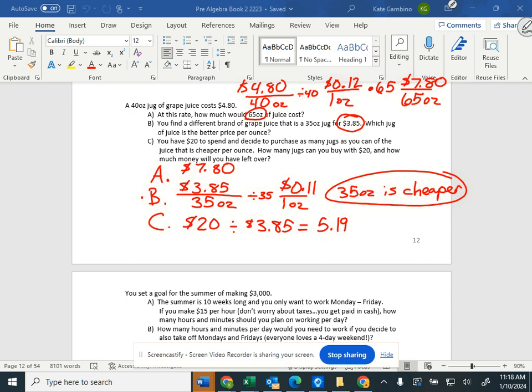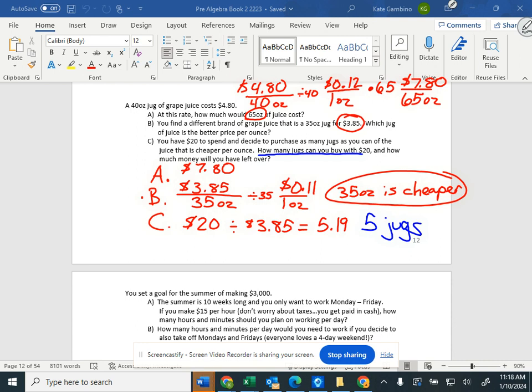So we look back at our question. How many jugs can you buy with $20? And how much money will you have left over? So am I using my complete $20? No. How many full jugs can I buy? Madden? I can buy 5 full jugs. That is one answer. How many jugs can I buy? I can buy 5 jugs.